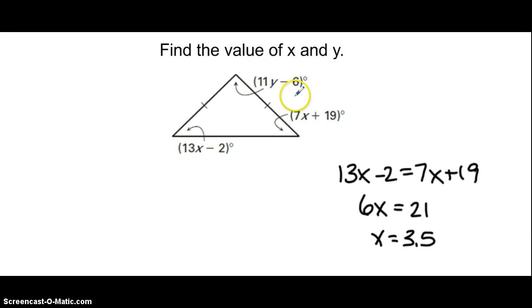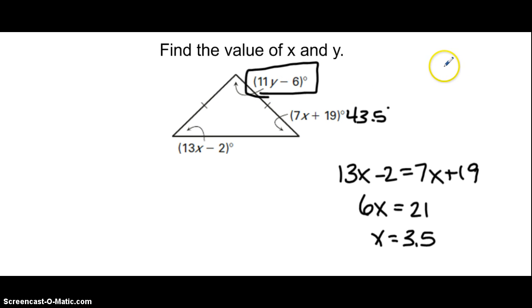Okay, now we need to find the value of y. To find the value of y, we notice that y is the vertex angle here, right? The vertex angle is the angle that is formed by those two legs. So what we need to do is take 3.5 and substitute it in to find the value of our base angles. These would be 43.5 degrees, and we know that's 43 degrees and 30 minutes, right? But since we're using this angle measure to help us find the vertex angle, I'm going to just leave it as a decimal.